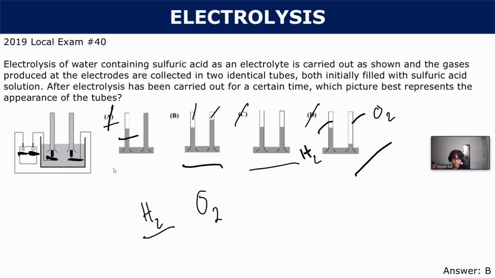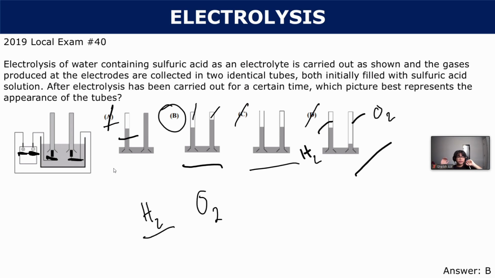Therefore, the only answer here that makes sense. Oh, whoops! I think I put up the answer. The only answer here that makes sense is B. And as you can see, we are correct. So again, make sure you have the right concentrations of hydrogen and oxygen respectively, and make sure that they are being produced at the right electrodes.